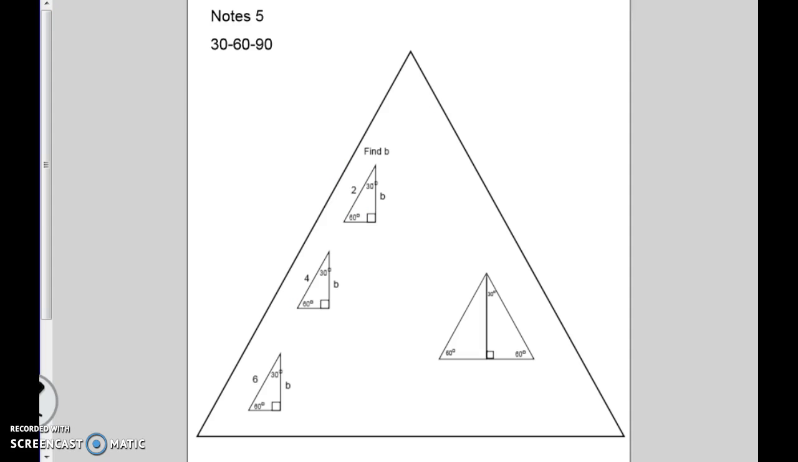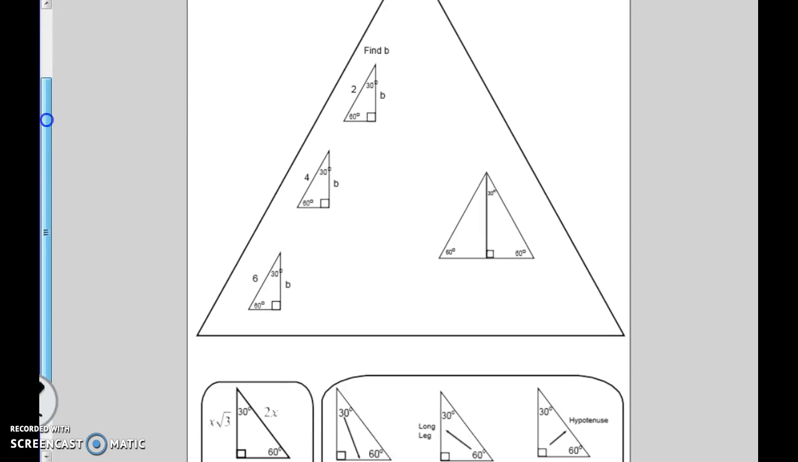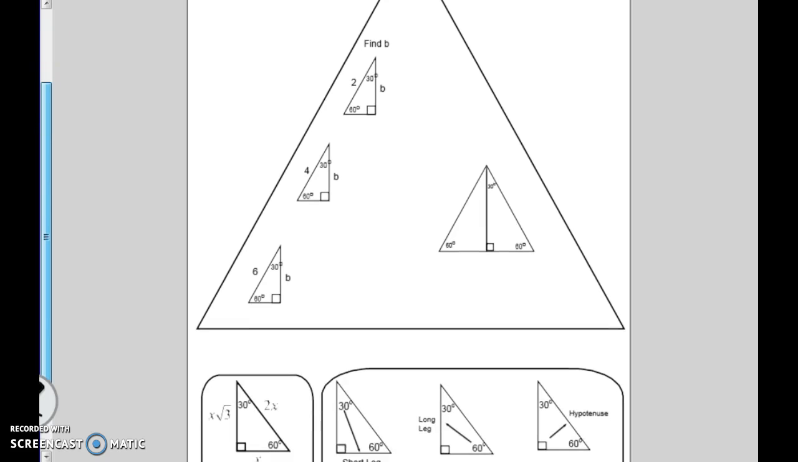Now flip your paper over to the front. Okay. Here are the same problems that we just did. So what do I call this side right here? Hypotenuse. What do I call this side right here? Short leg. How do I call this side right here? Long leg. What's the pattern for my short leg? Do you remember? X. What's my hypotenuse going to be? 2x. And what's my long leg? X square roots of 3.